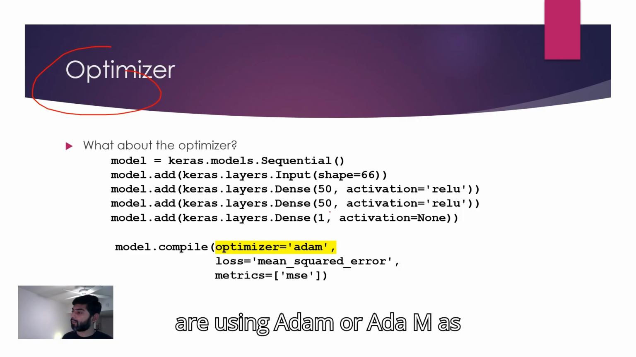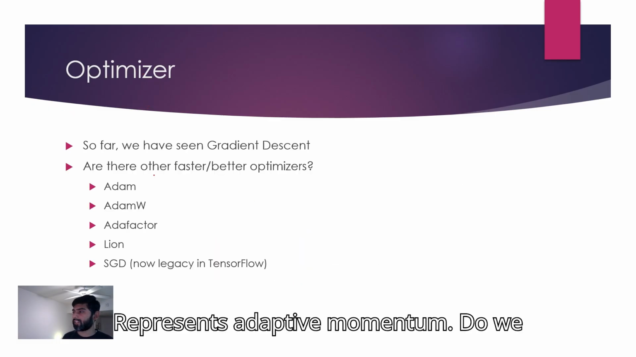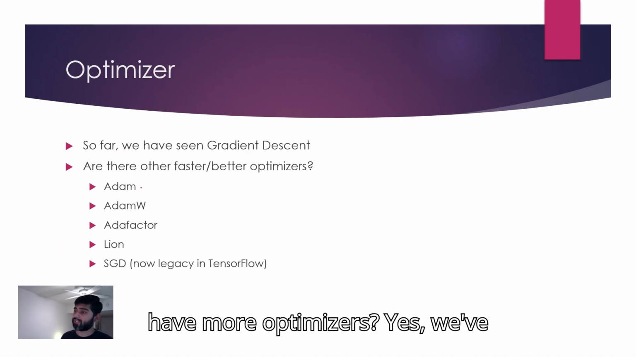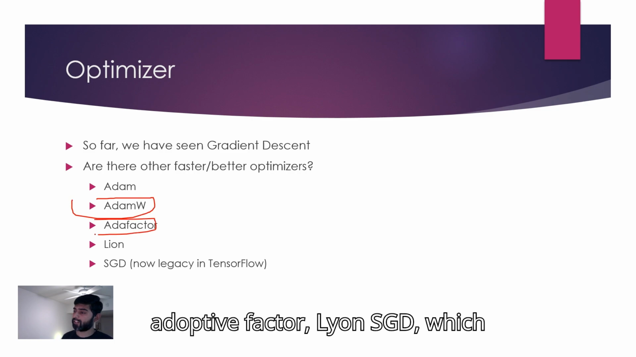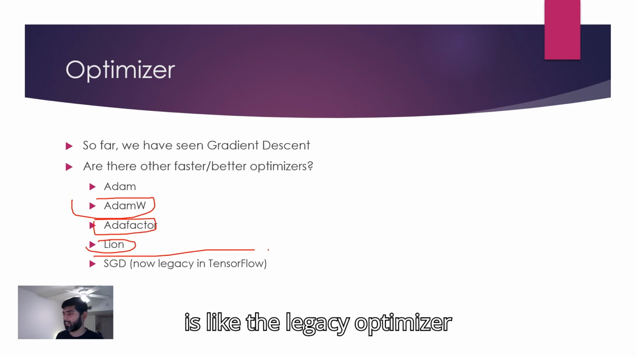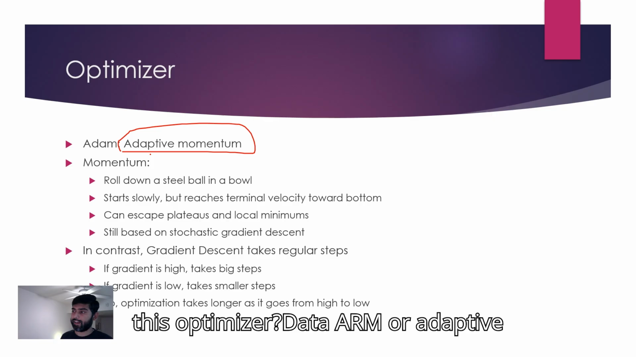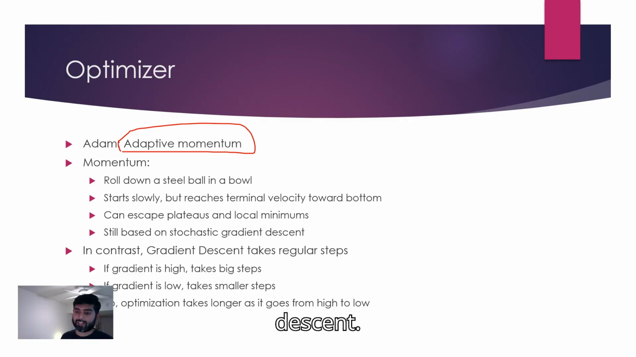And we are using Adam as my optimizer. Adam represents adaptive momentum. Do we have more optimizers? Yes, we have AdamW, Adafactor, Lion, and SGD, which is like the legacy optimizer in TensorFlow. So what does this optimizer, Adam, really do? It's again based on stochastic gradient descent.